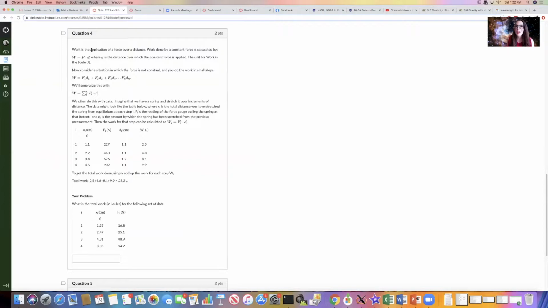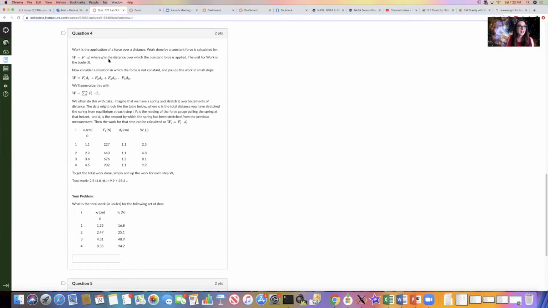We're going to talk about work, which you might not have encountered by now, depending on when you have this lab. Work is the application of a force over a distance. If you have a constant force, then the work is just going to be the force times the distance over which you've applied that force. You apply a force over some distance, the force times the distance gives you the work.